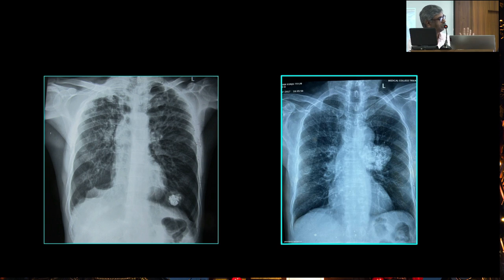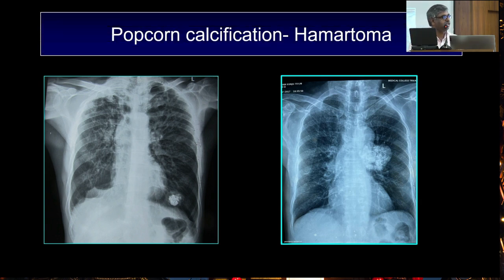So both are hamartomas, but a mediastinal hamartoma is extremely rare. There are only 12 cases reported in the world literature, one is our patient. So popcorn calcification, again, is a diagnosis of hamartoma. I'm stopping. I have a few more X-rays, but I will stop here because of the lack of time. And the beauty of my presentation is I can stop at any point of time. Thank you very much. I do not want to take more time.